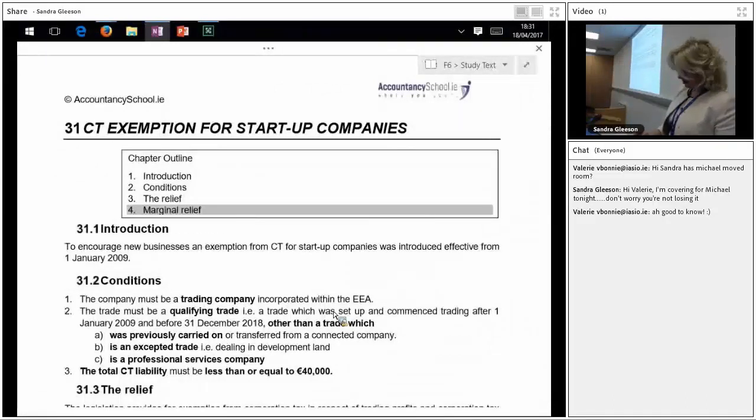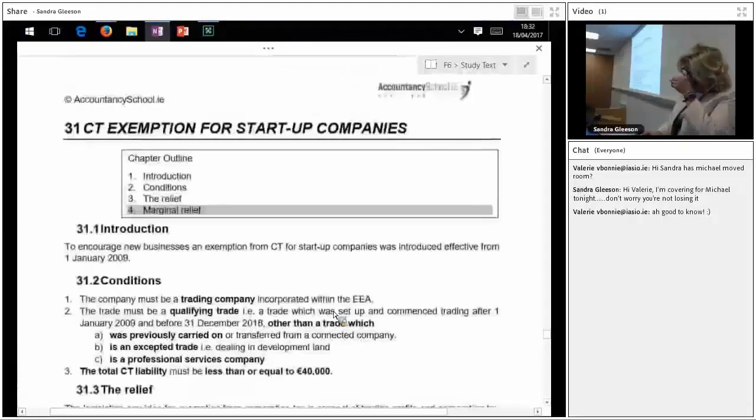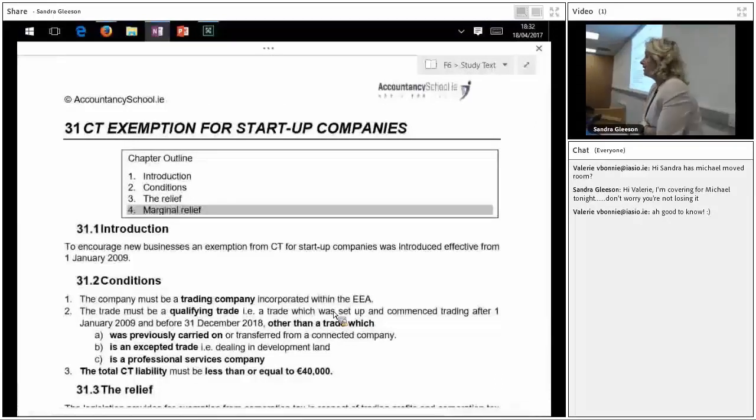Okay, so CT exemption for startup companies. Michael covered corporation tax with you last week. So this exemption is relevant for new companies who have commenced a brand new trade, and it has to be a qualifying trade. Sometimes, to remember what this relief is about, it helps to understand why it was introduced. You remember back around 2008, the country was in recession, and what Revenue needed to do was to stimulate the economy.